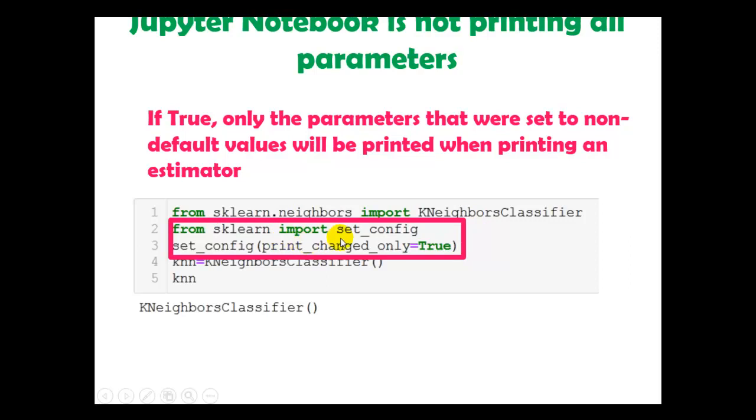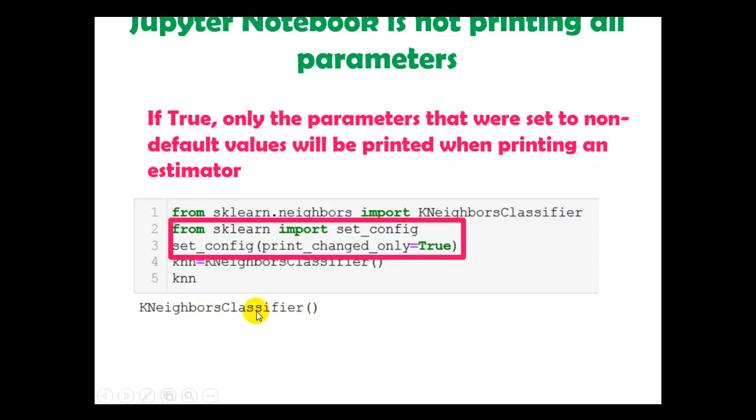From sklearn, we have to import set_config. By default, this value is true. So in this set_config function, we have to pass print_change_only as true, which is by default true, right? So that's why it will display nothing here. When this value is true, only the parameters that were set to non-default values will be printed when printing an estimator. That you can see. Default parameters will not be displayed and we haven't set any non-default parameters, so it will display nothing.